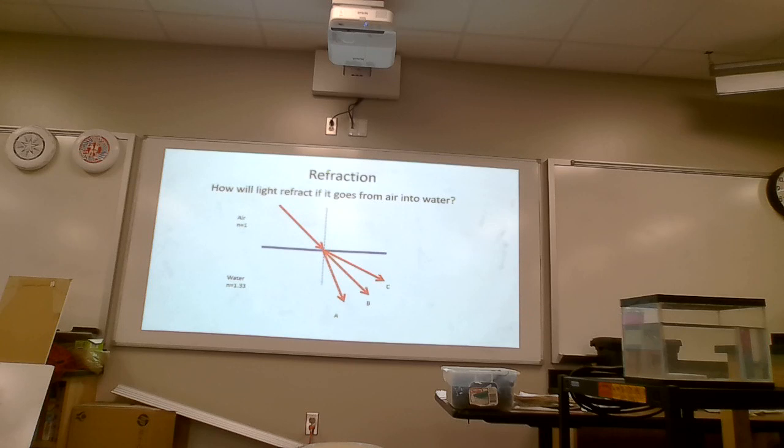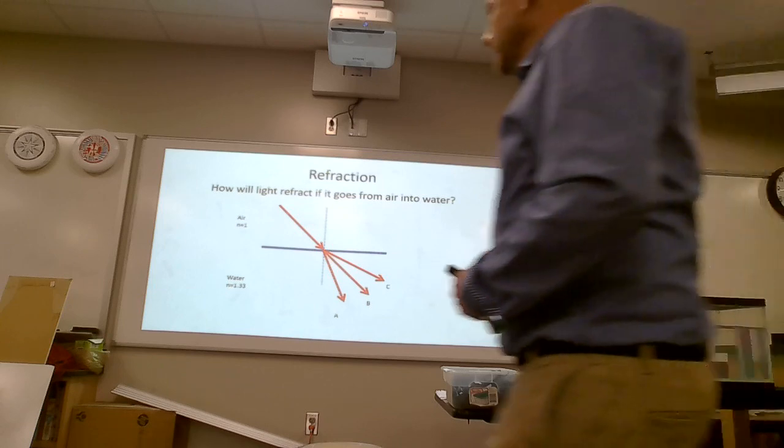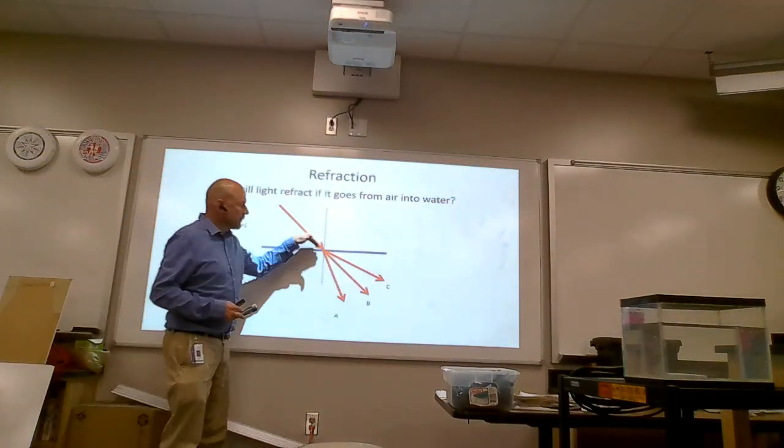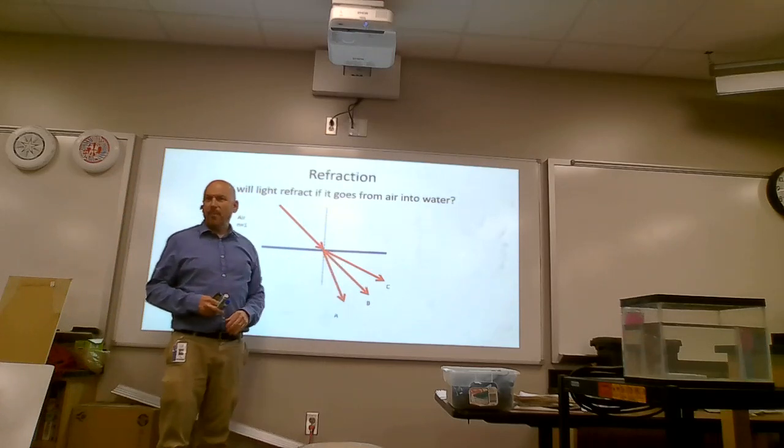It's going from a high to a low speed. High is faster in air, slower in water. Correct answer is A. Okay. It's bending towards the normal line. B would be no refraction.